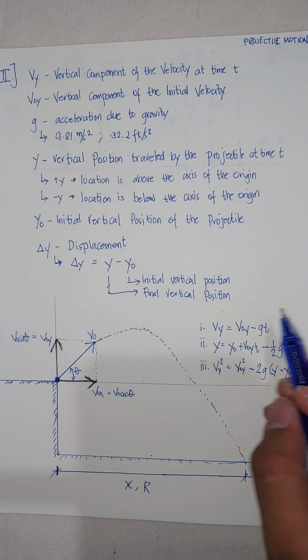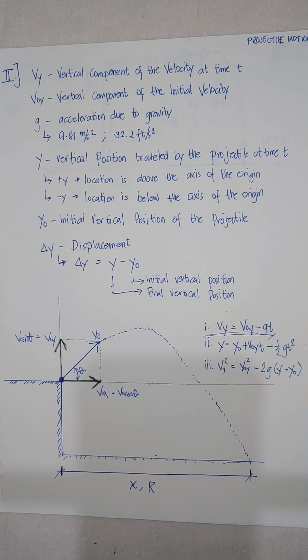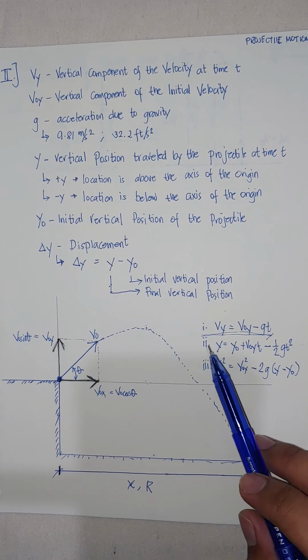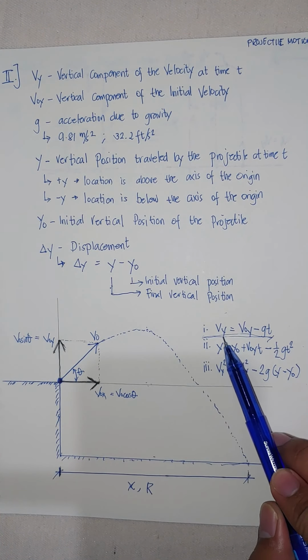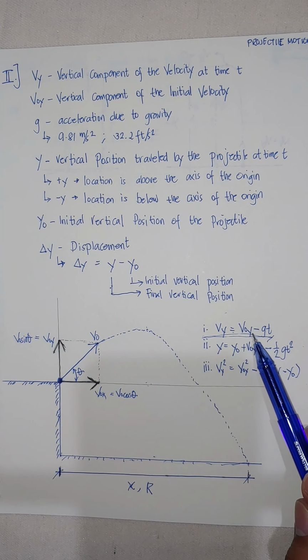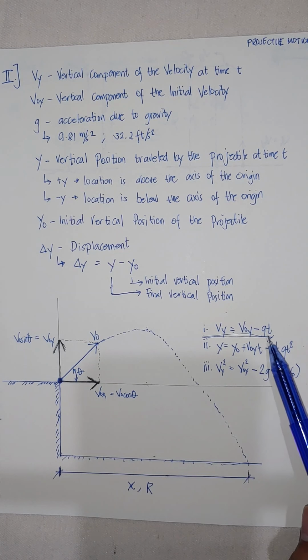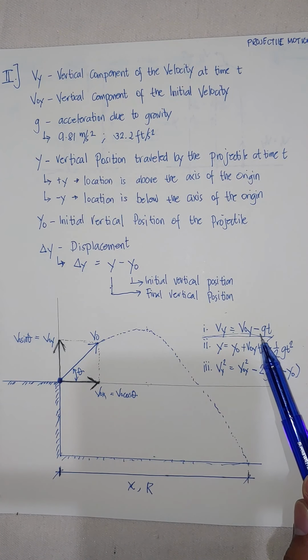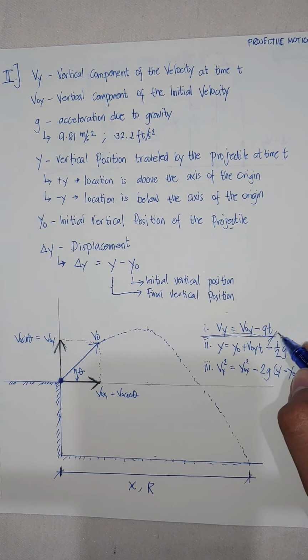The first one, we have the vertical component of the velocity at time t, denoted by v sub y, which is just equal to the vertical component of the initial velocity, v naught y, minus the acceleration due to gravity times time. So this is our first equation for the vertical component.